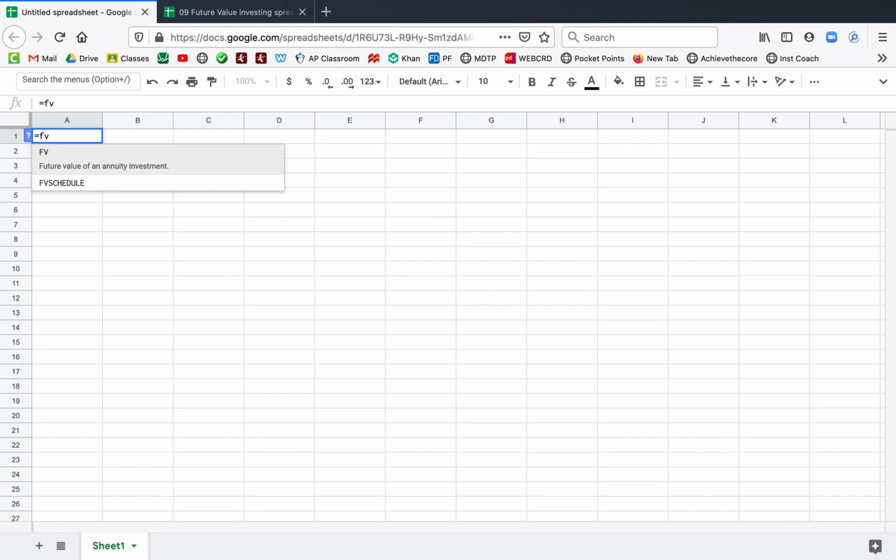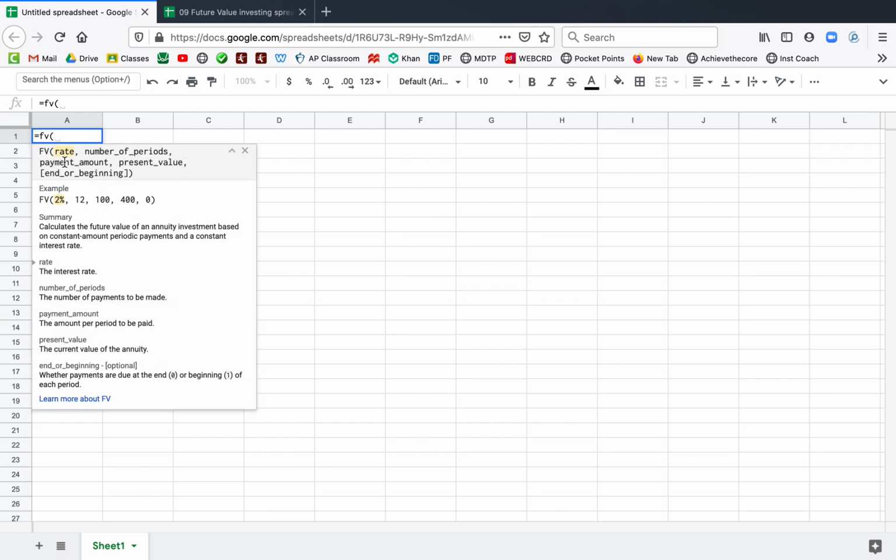After you type FV, you want to start putting in all the arguments. If we press the question mark, it tells you all the arguments that you'd be putting in. The arguments stand for the cells or the variables that you're going to put in there: the rate, the number of periods, the payment amount, the present value, and the type. They give you an example of what it would look like, what numbers you're going to put in there, and it explains each of those arguments.